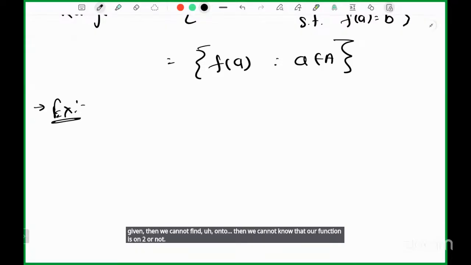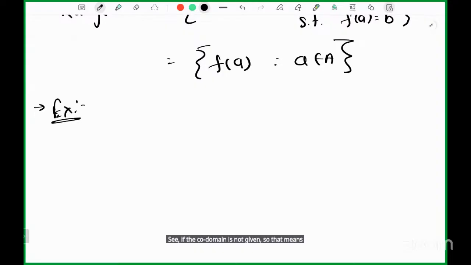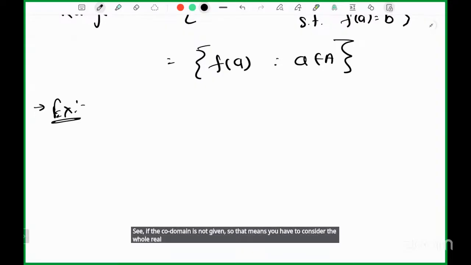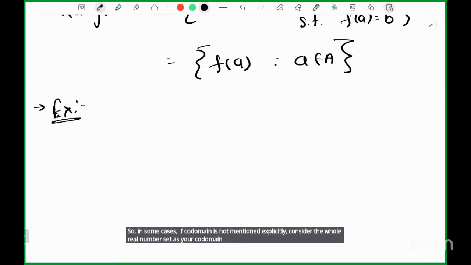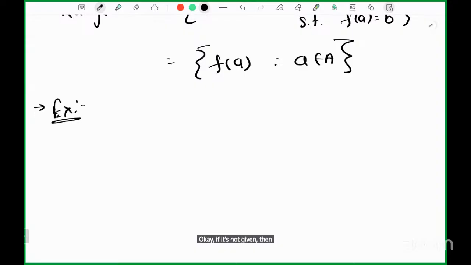See, if the codomain is not given, that means you have to consider the whole real number set as your codomain. So in some cases, if the codomain is not mentioned explicitly, consider the whole real number set as your codomain and then work it out. If it's not given, then the general thing is the set of real numbers.